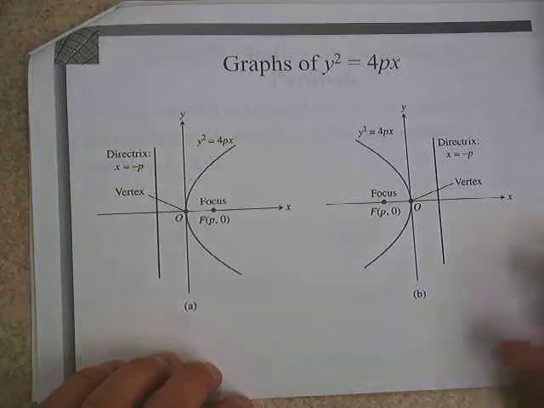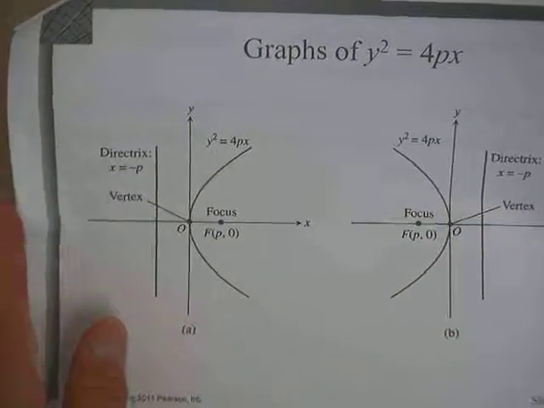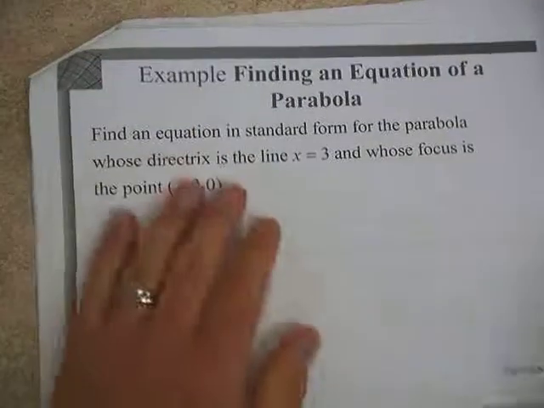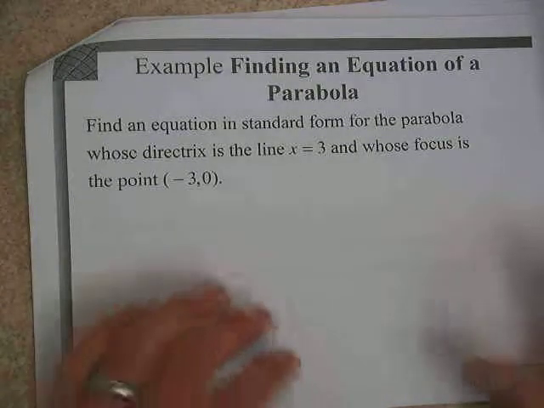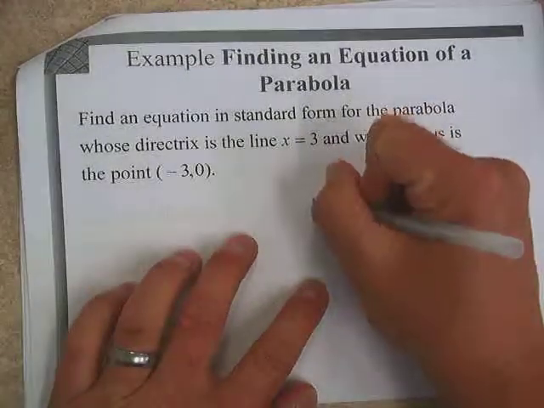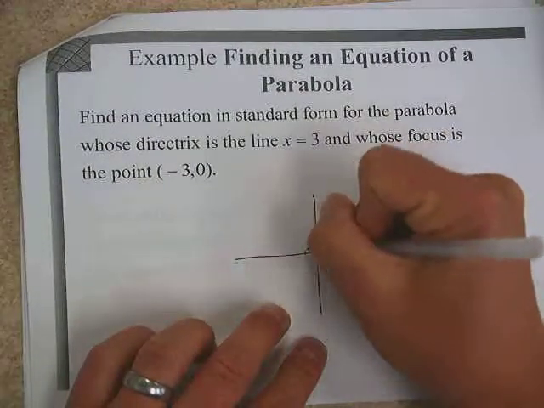So here's a picture of the sideways version. As we should expect, almost the same information as the up and down version, and again, all in that chart nicely. So let's see what happens if we're asked to write an equation for a parabola given some information. We have a parabola with the directrix whose line is x equals 3. The focus is the point (-3, 0).